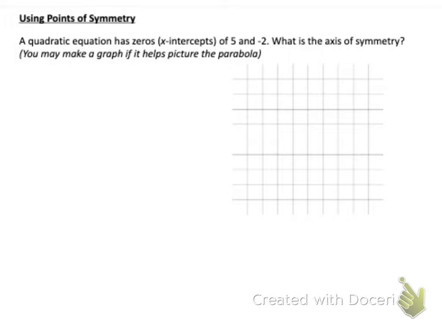Here it says a quadratic equation has zeros, which means x-intercepts of 5 and negative 2, and it asks what's the axis of symmetry. So if I were to draw a rough sketch, I'm just going to draw an xy axis on here. It's telling me that it's crossing the x-axis at positive 5, and it's crossing the x-axis at a negative 2. So if I wanted to find the axis of symmetry, I need to locate the vertex. And the vertex is going to happen dead smack in the middle between these two things.